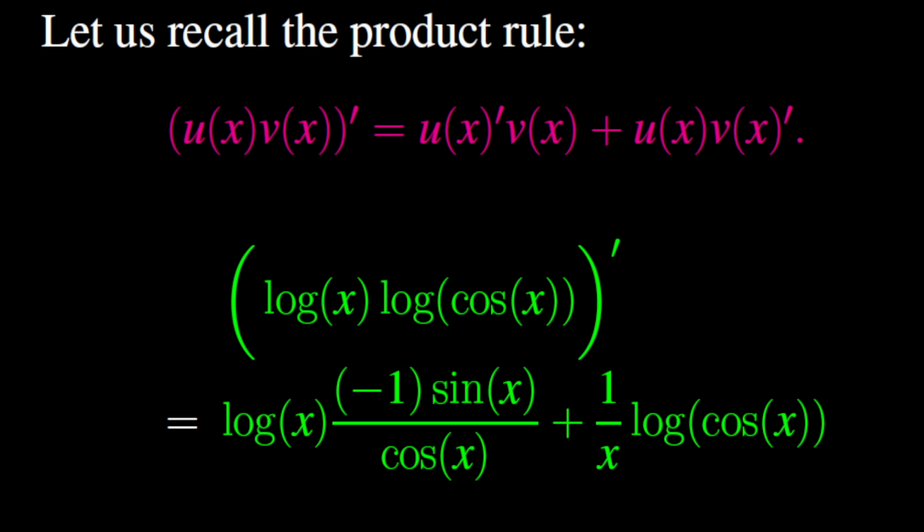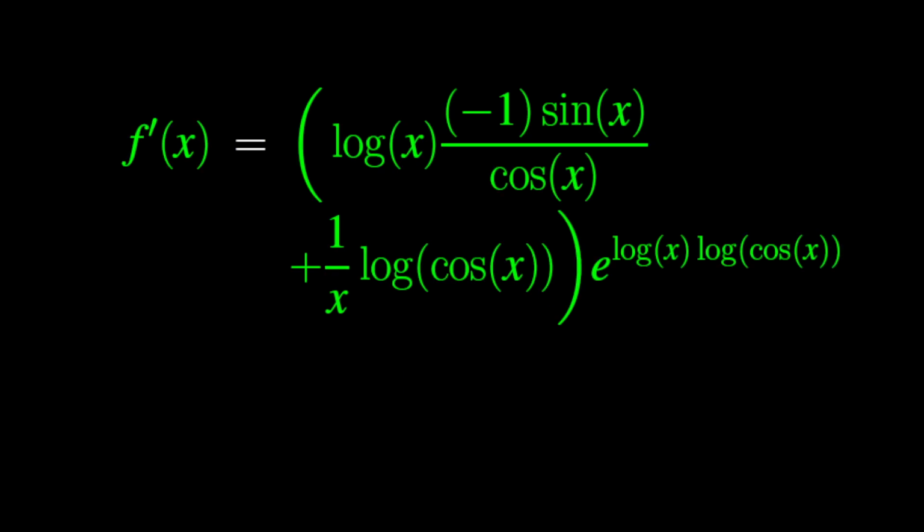In fact, in order to find the derivative of the quantity logarithm of x times logarithm of cosine of x, we need to use the product rule. In this case, the derivative is logarithm of x times the fraction minus 1 times sine of x over cosine of x, plus 1 over x times logarithm of cosine of x. In sum, f prime of x is equal to the quantity logarithm of x times the fraction minus 1 times sine of x over cosine of x, plus 1 over x times logarithm of cosine of x, times the exponential of logarithm of x times the logarithm of cosine of x.